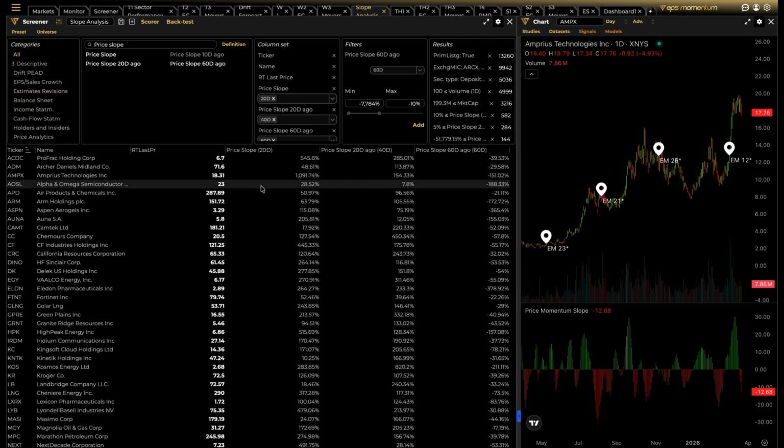Looking at the results, we're working with three key columns here. Current slope, what's happening now; 20 days ago, recent trend; and 60 days ago, longer-term trend.